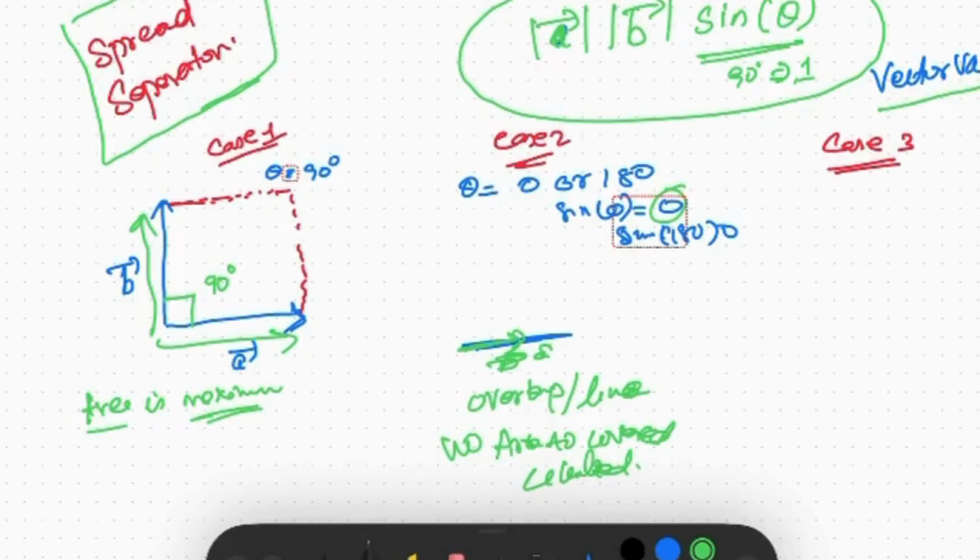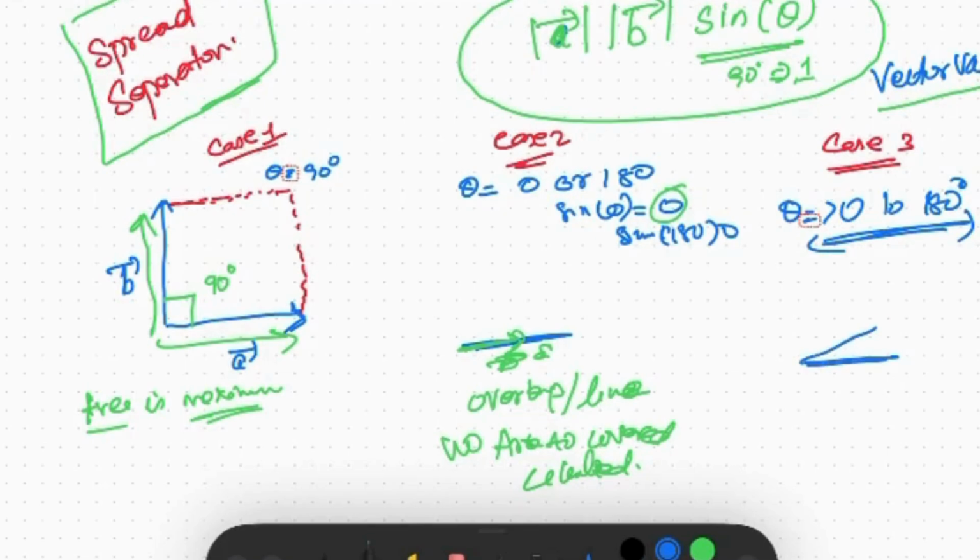Okay, fine. Now what if there is a case when theta is somewhere greater than 0, maybe between 0 and 180 degrees? So the angle can vary accordingly. It can be lesser or greater based on these theta values. Between these ranges it can vary. So something like this, right? So this can be A vector and B vector.